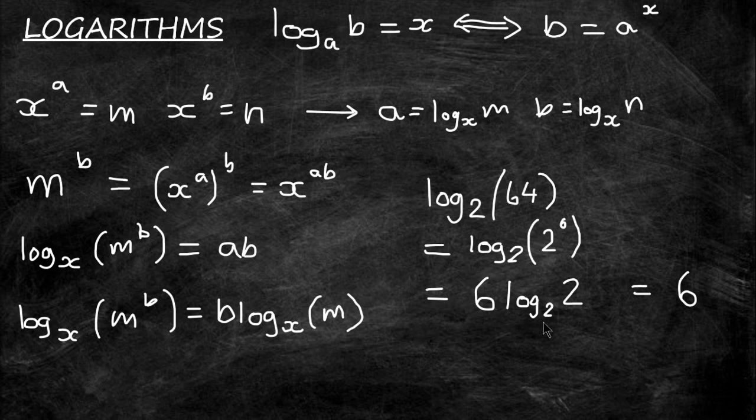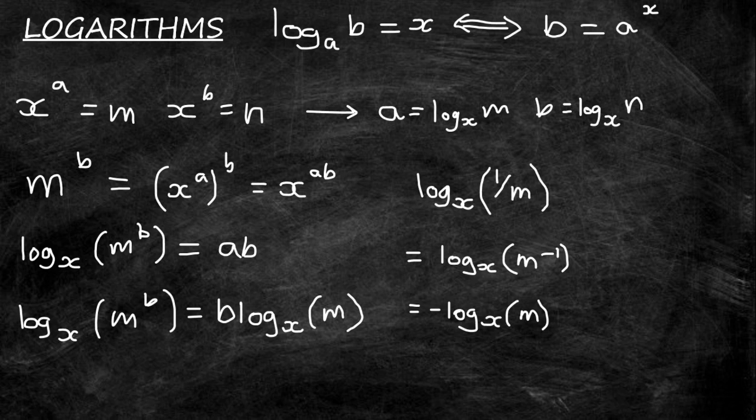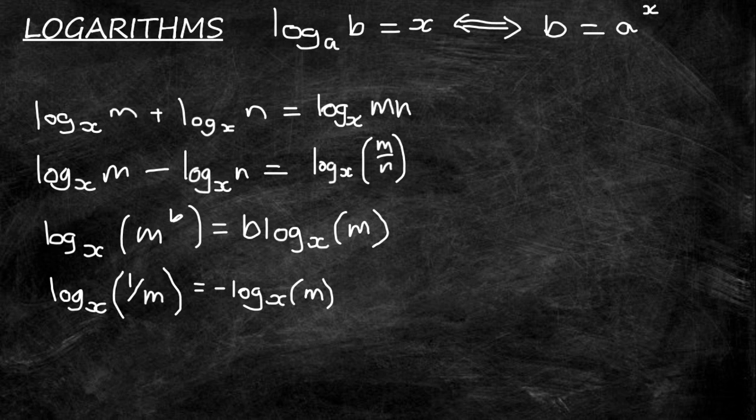So another interesting rule that we can look at is the logarithm of a reciprocal. What's another way of writing this? Well, we know that 1 over a constant is the same as the constant to the power of minus 1. So we can rewrite 1 over m as m to the minus 1. And then using the power rule, we can bring this minus 1 down in front of the logarithm. So in fact, the logarithm of the reciprocal of a constant is the same as minus 1 times the logarithm of the constant itself. So that's another rule that we can add to our list there.